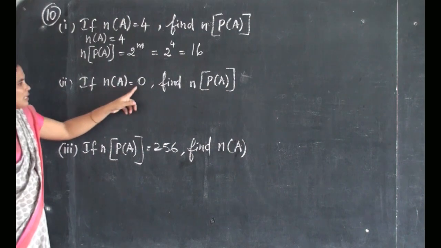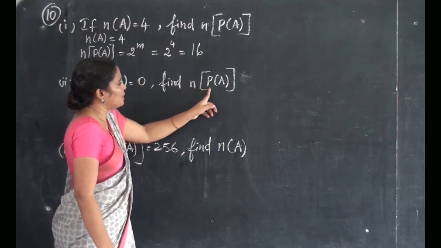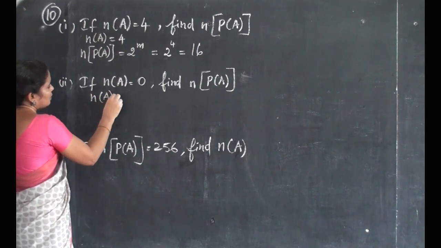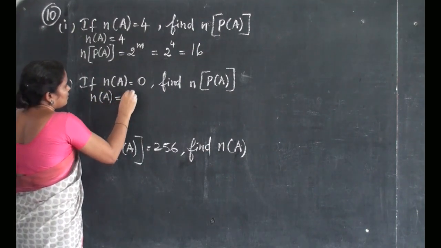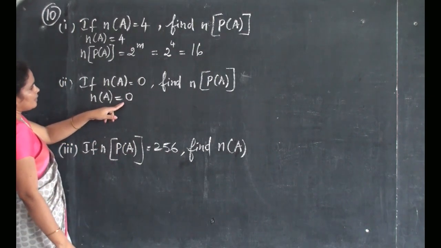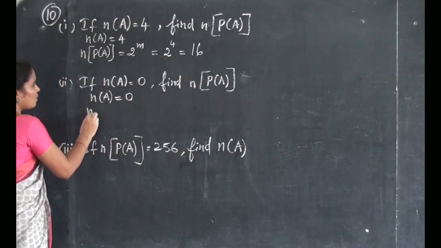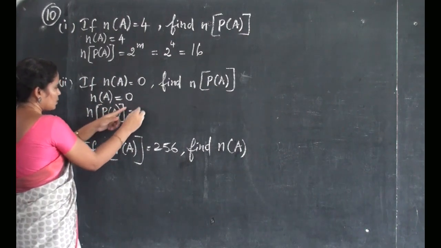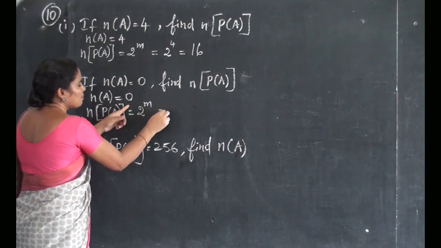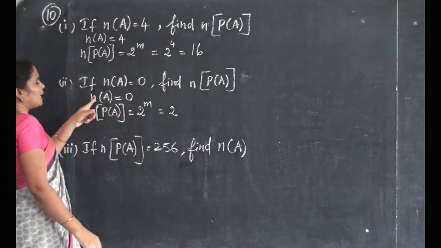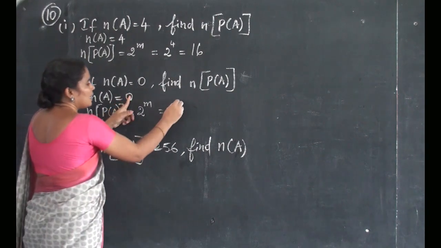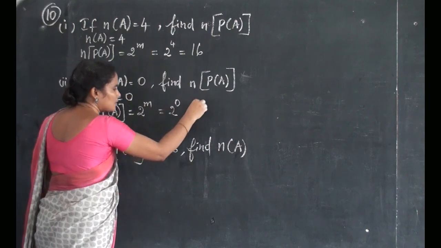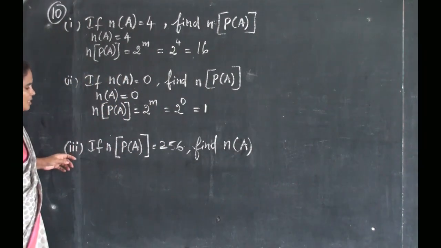Question number 2. If n of A is equal to 0, then find n of P of A. So again, n of A is equal to 0. What is asked? N of P of A is equal to 2 to the power of m. The cardinality is 0. When any number has the power 0, 2 to the power of 0 is equal to 1.